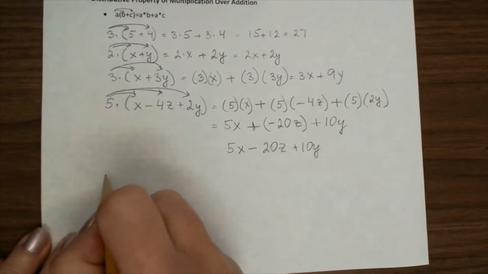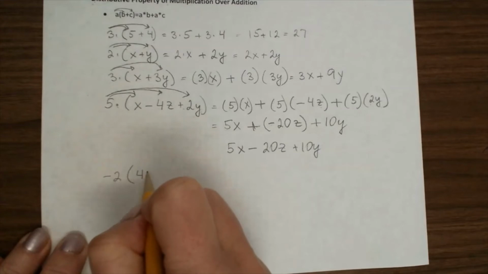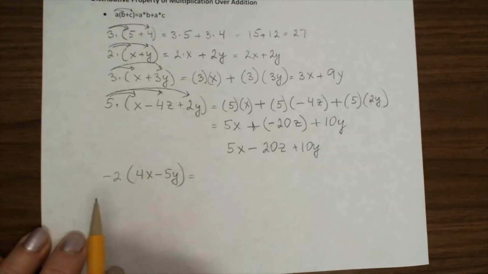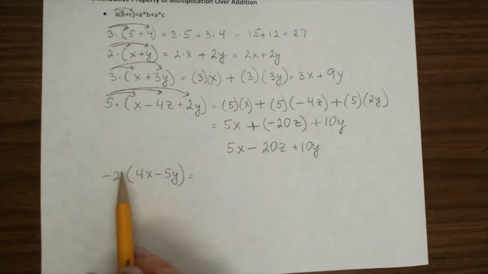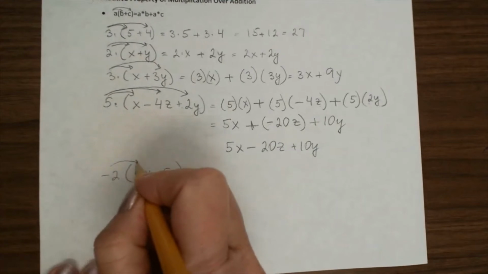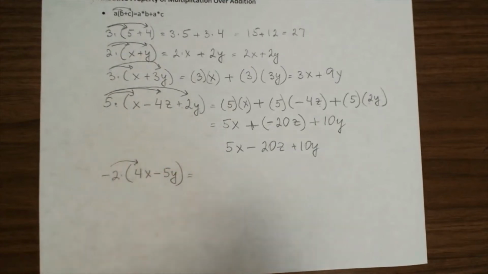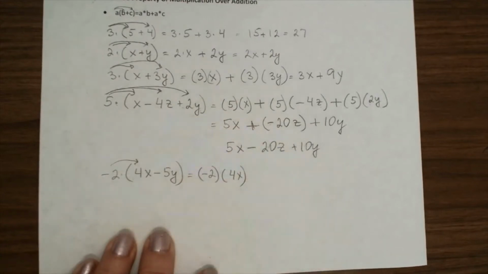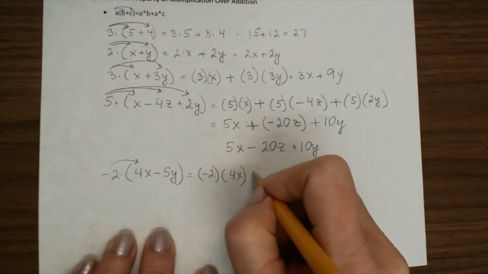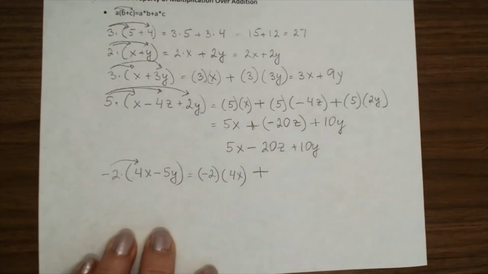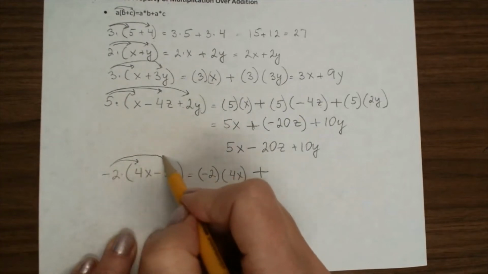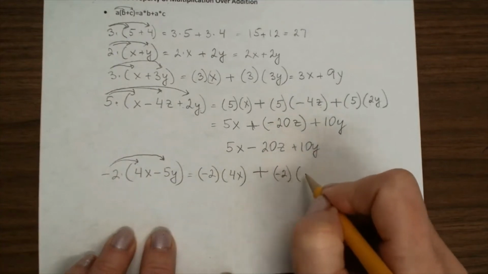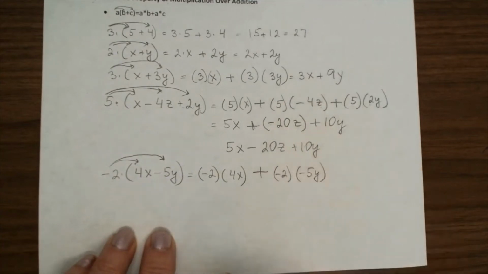Next example, negative 2 times 4x minus 5y. I choose this example because now I have a negative number here. The idea is the same. I will multiply negative 2 by 4x. And I told you, put the numbers inside of parentheses. Then I told you, put big fat plus sign. And now we multiply negative 2 by negative 5y. So it will be negative 2 times negative 5y.